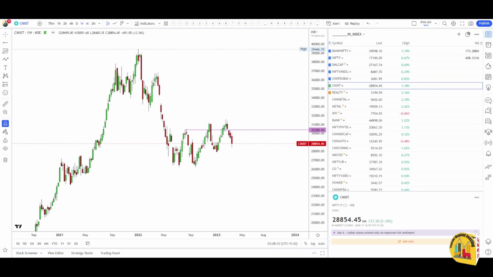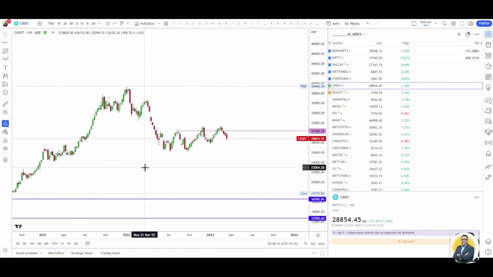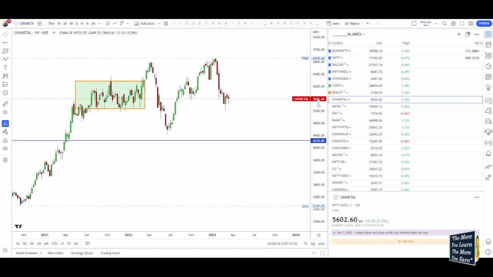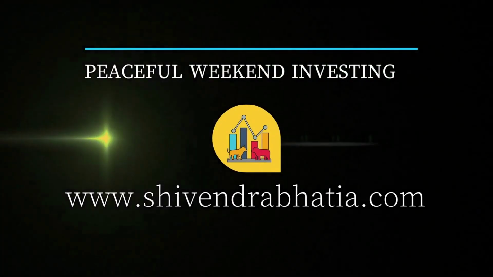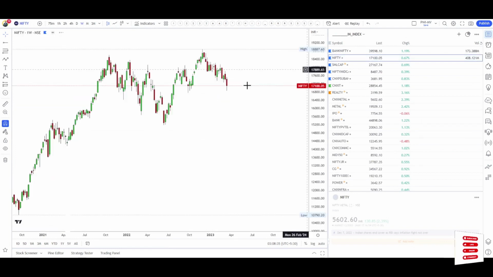So let's get started with the analysis for Nifty, Bank Nifty and small cap. I know there have been a lot of ups and downs and the market has not gone anywhere, but what we want to cover in this video is all the indexes, as you can see here, and also see what key levels I'm tracking for the India market. So let's get started. Let's start with Nifty without wasting time.